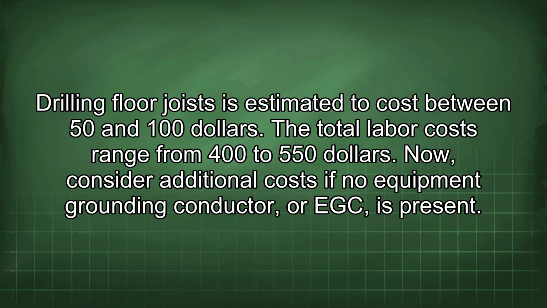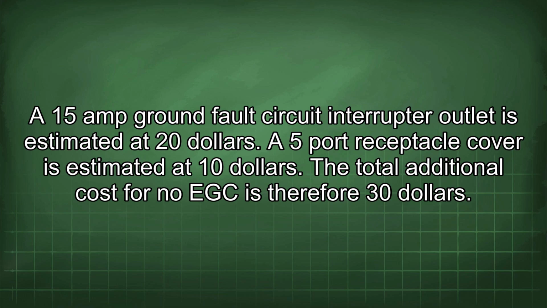Now consider additional costs if no equipment grounding conductor, or EGC, is present. A 15 amp ground fault circuit interrupter outlet is estimated at $20. A 5-port receptacle cover is estimated at $10. The total additional cost for no EGC is therefore $30.